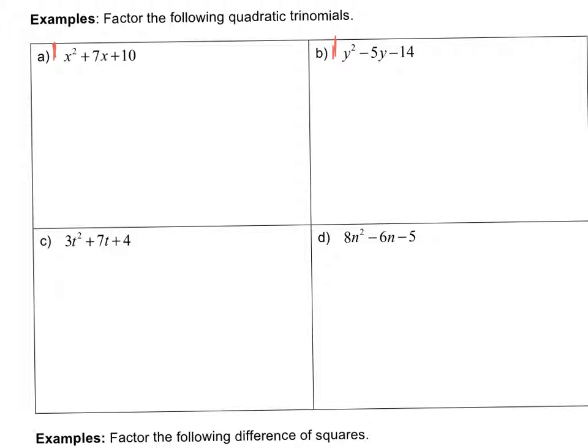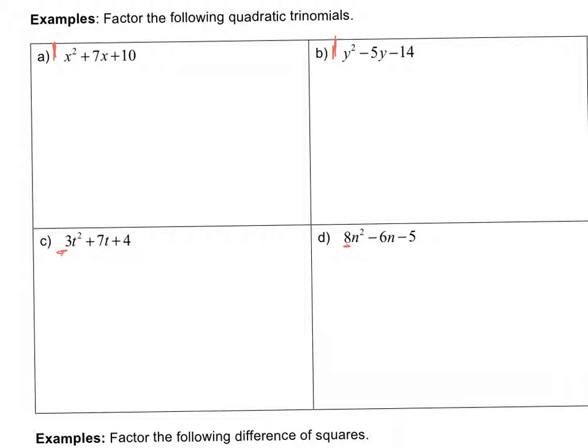Looking at C and D, notice that the a value is anything but 1. So in C it's 3 and in D it's 8. So we're going to approach the 2 questions slightly differently, just slightly.